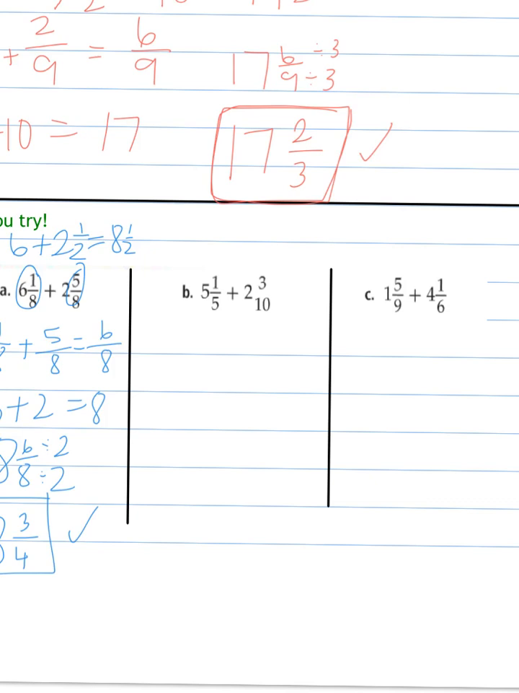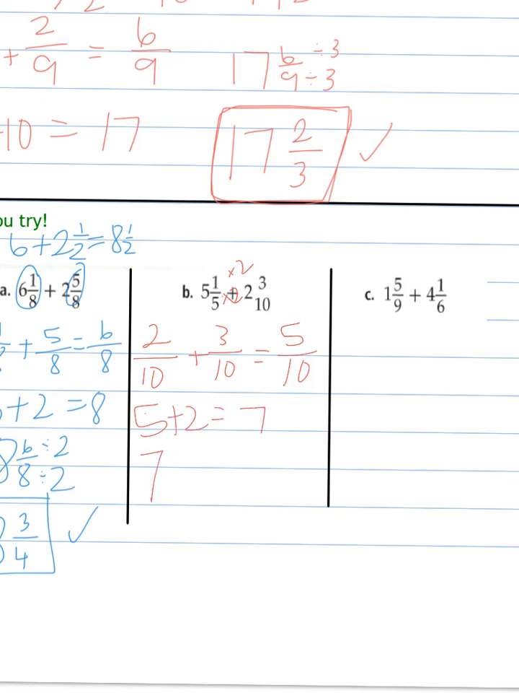Next one, 5 and 1/5 plus 2 and 3/10. Okay. Now the 1/5 and the 3/10, they do not have a common denominator, so I'm going to get a common denominator of 10 for these. Right now I'm just looking at the fractions. So 1/5 becomes 2/10 plus 3/10 equals 5/10. 5 plus 2 equals 7.